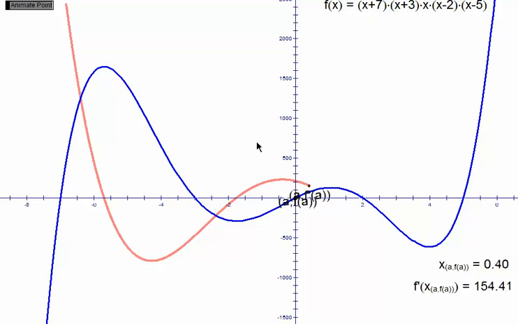Okay? So that's the main idea of this section. I will make another video that goes through a little bit of the notation, but this is the main idea of the derivative as its own function.